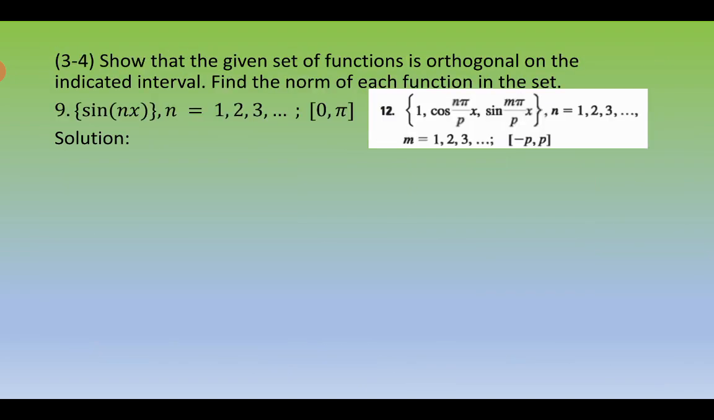Here is another set. Now we have been given a set of functions. Call it the set S1. For n equal to 1, it is sine x, sine 2x, sine 3x, going on infinitely. The given interval: a is 0, b is pi.